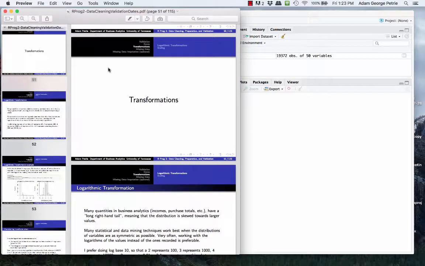Let's talk about transformations. It might be the case that when you want to sit down and do analytics on a data set, you might actually want to be analyzing not the originally recorded values, but transformations of them, like logarithmic transformations, square root transformations.